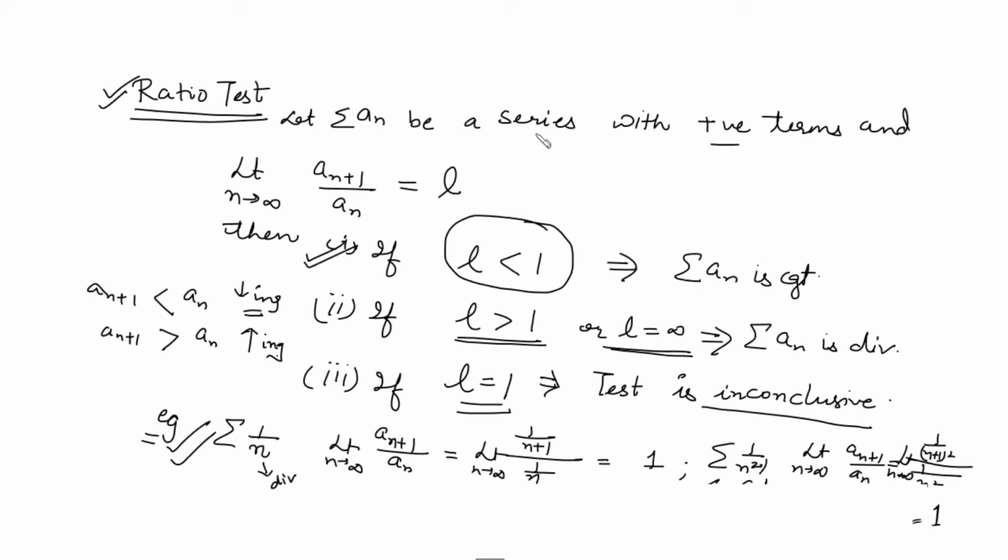Whenever we have a series with positive terms, we can find the ratio of the n plus 1th and nth term, and then find the limit. If this limit is strictly less than 1, our series is convergent. Greater than 1, the series is divergent, and equal to 1, the test fails. So we have to apply another test to check the behavior of the series. Now just see with the help of a few examples.